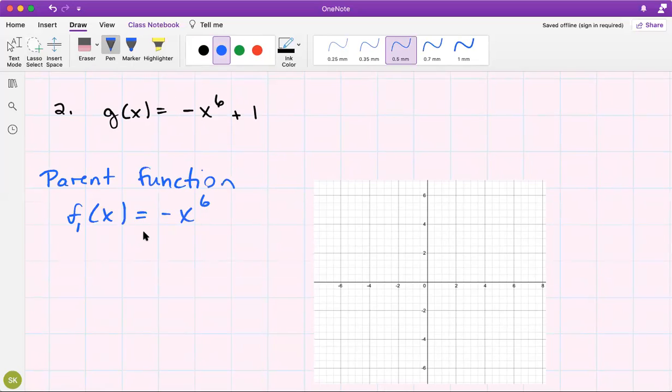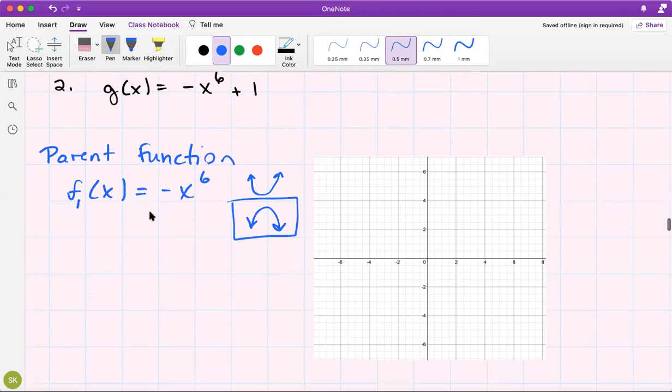This is a power function. We see that with x to the 6th, we have an even degree, which means we're either pointing up as a parabola or pointing down as a parabola. Because we have this negative, we're going to point downwards. Okay, let's just graph some points for this parent function. If I plug in 0, I get 0. If I plug in 1, I get negative 1. And if I plug in negative 1, I also get negative 1. So the graph is going to look something like this, sort of like a parabola.